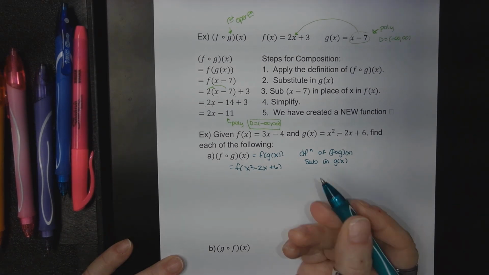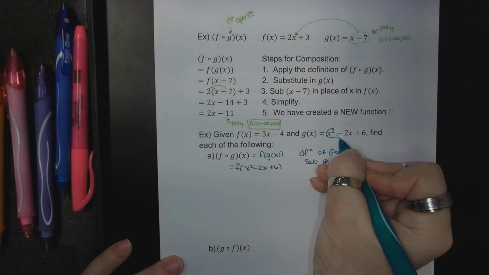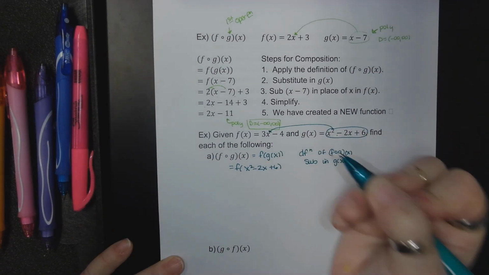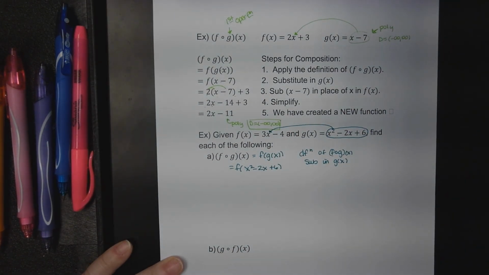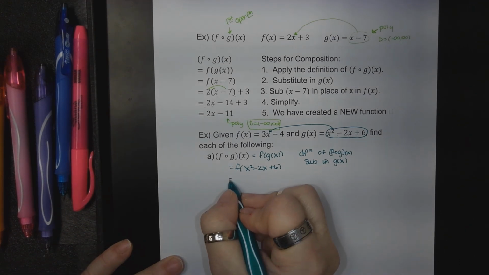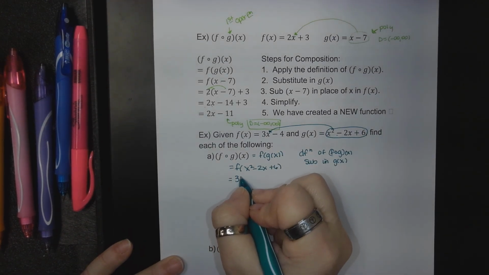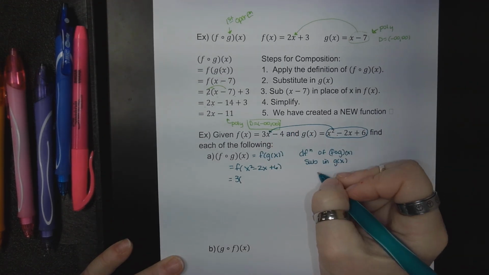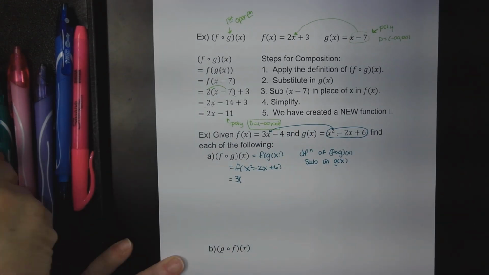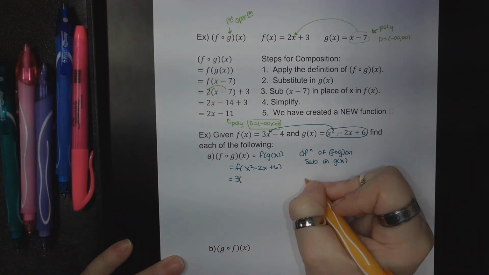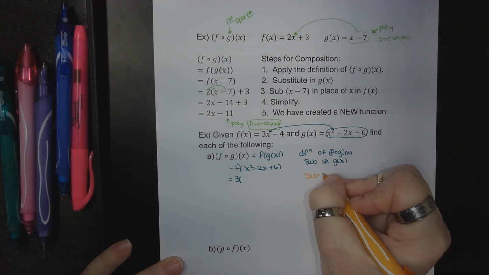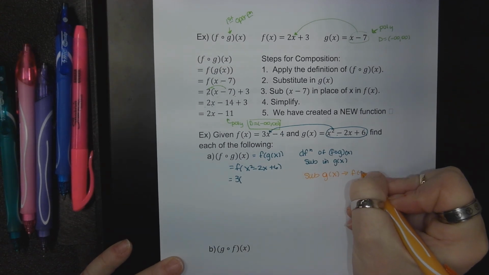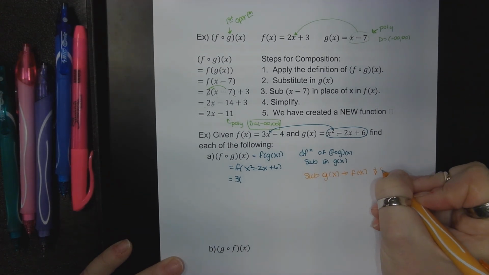This is why I like to rewrite it, because I like to be able to take this and sub it in for this X. So this line, we're going to say 3. Now we're subbing this into our f of x. I'm going to change colors so we can see what I'm doing. Sorry, I should have done that. G of x into f of x, and simplify.